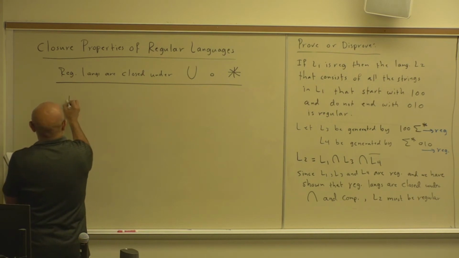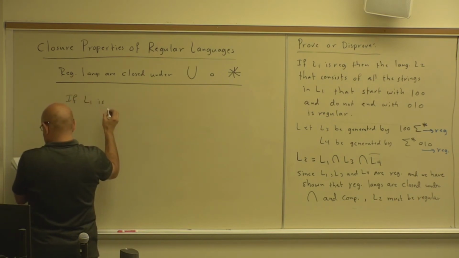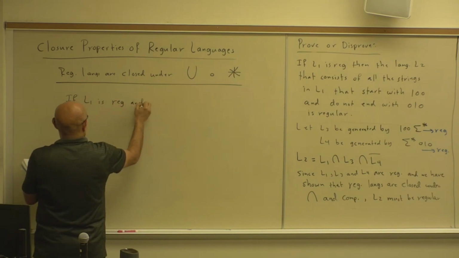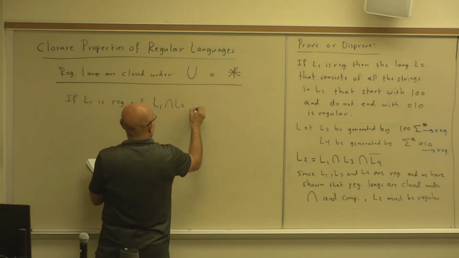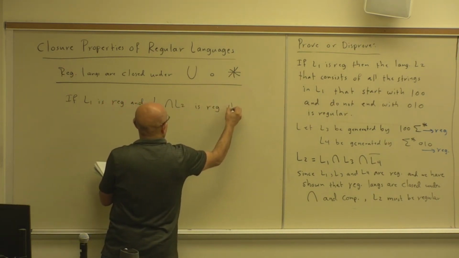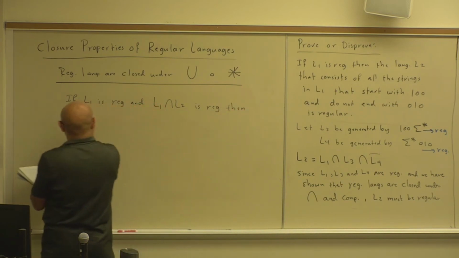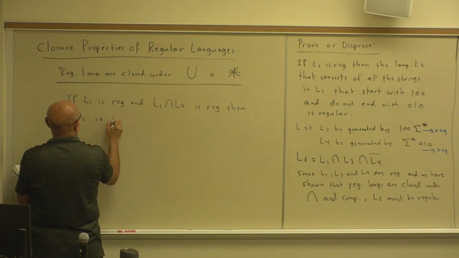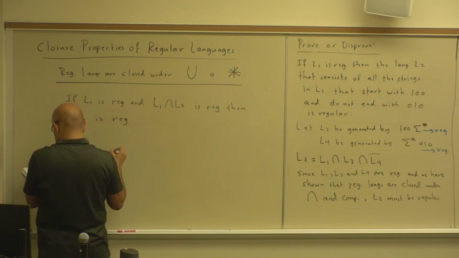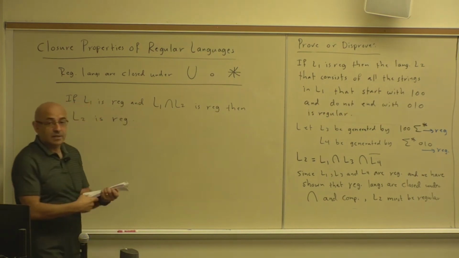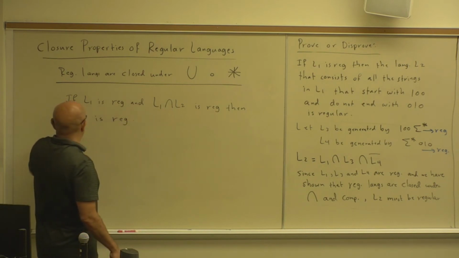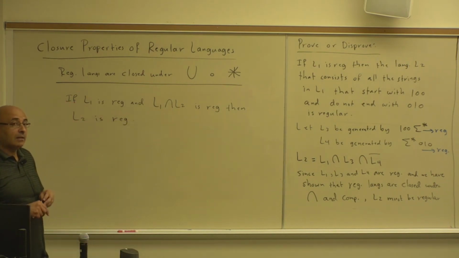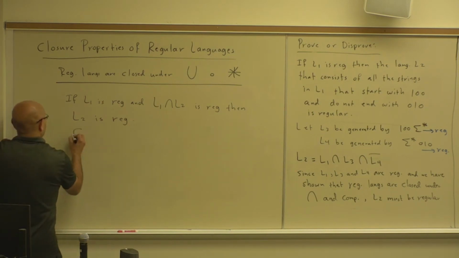If L1 is regular and L1 intersection L2 is regular, then L2 is regular. If L1 is regular and L1 intersection L2 is regular, then L2 is regular. False, yes, it's false. What's the counterexample?